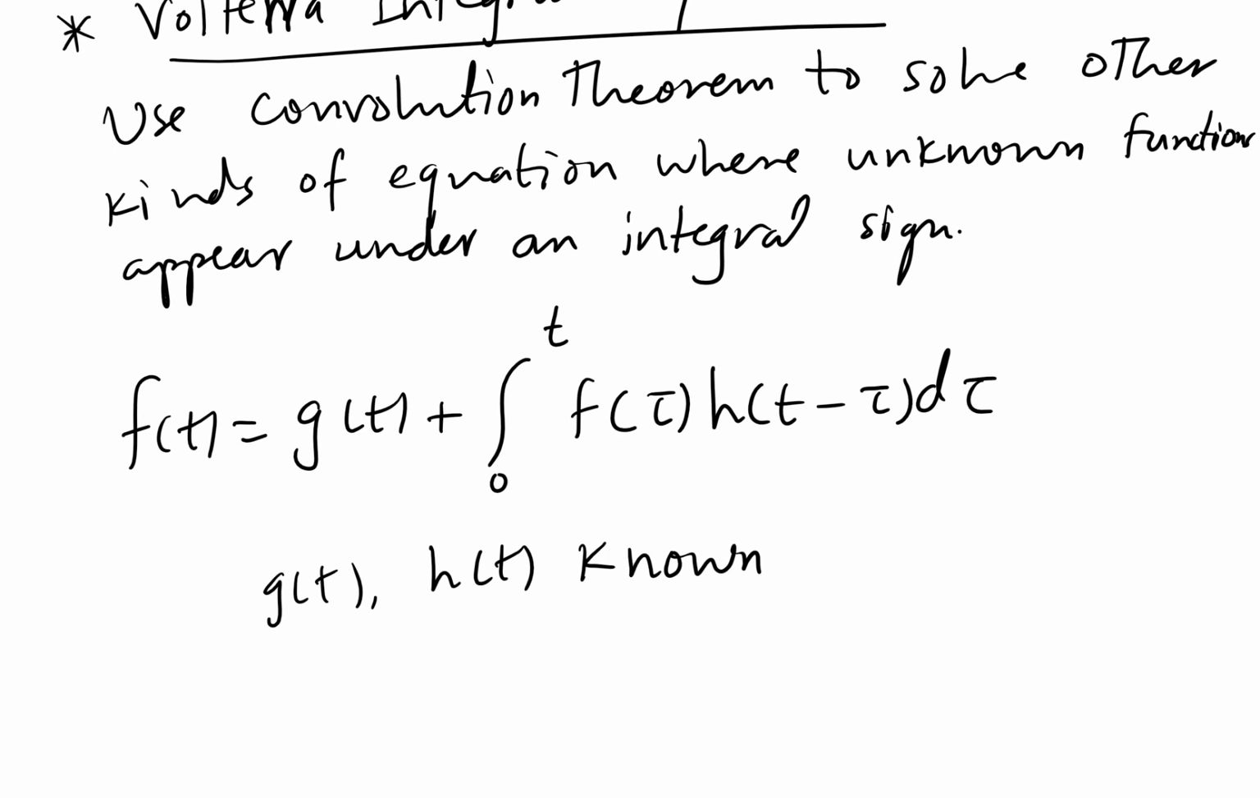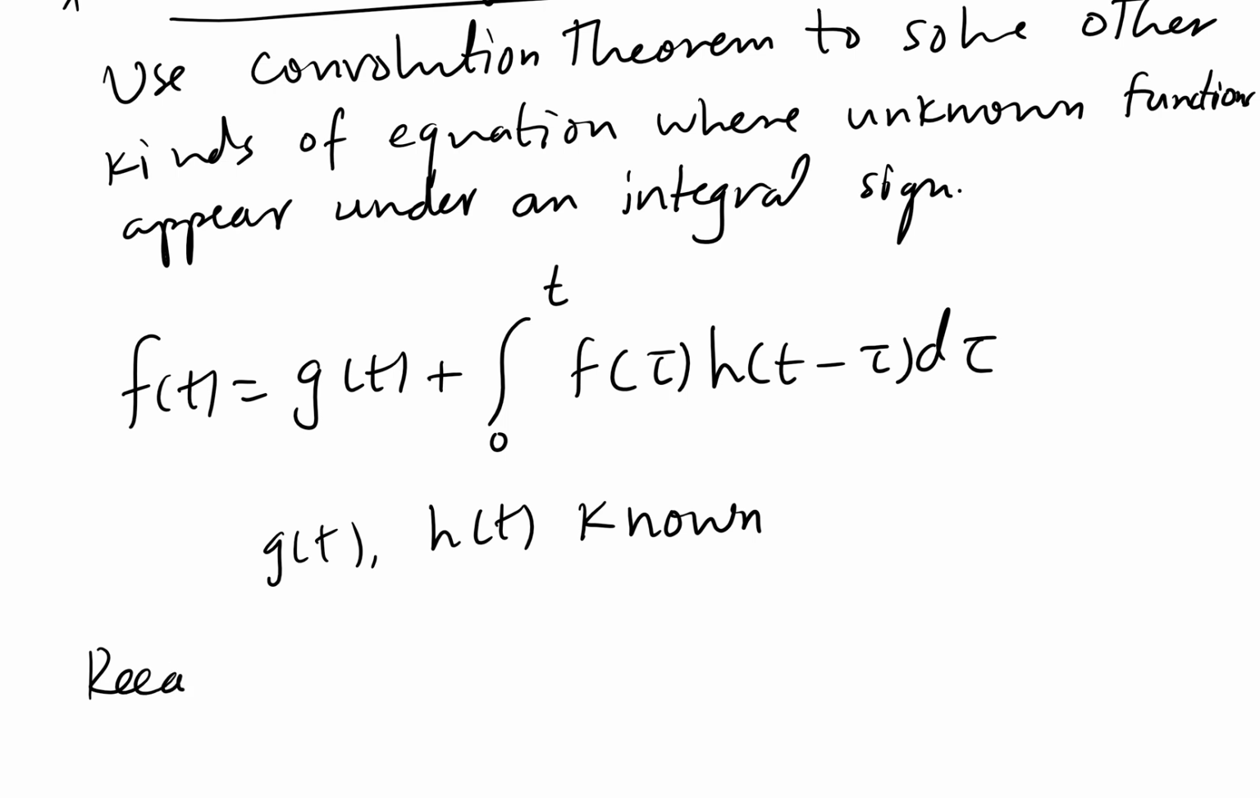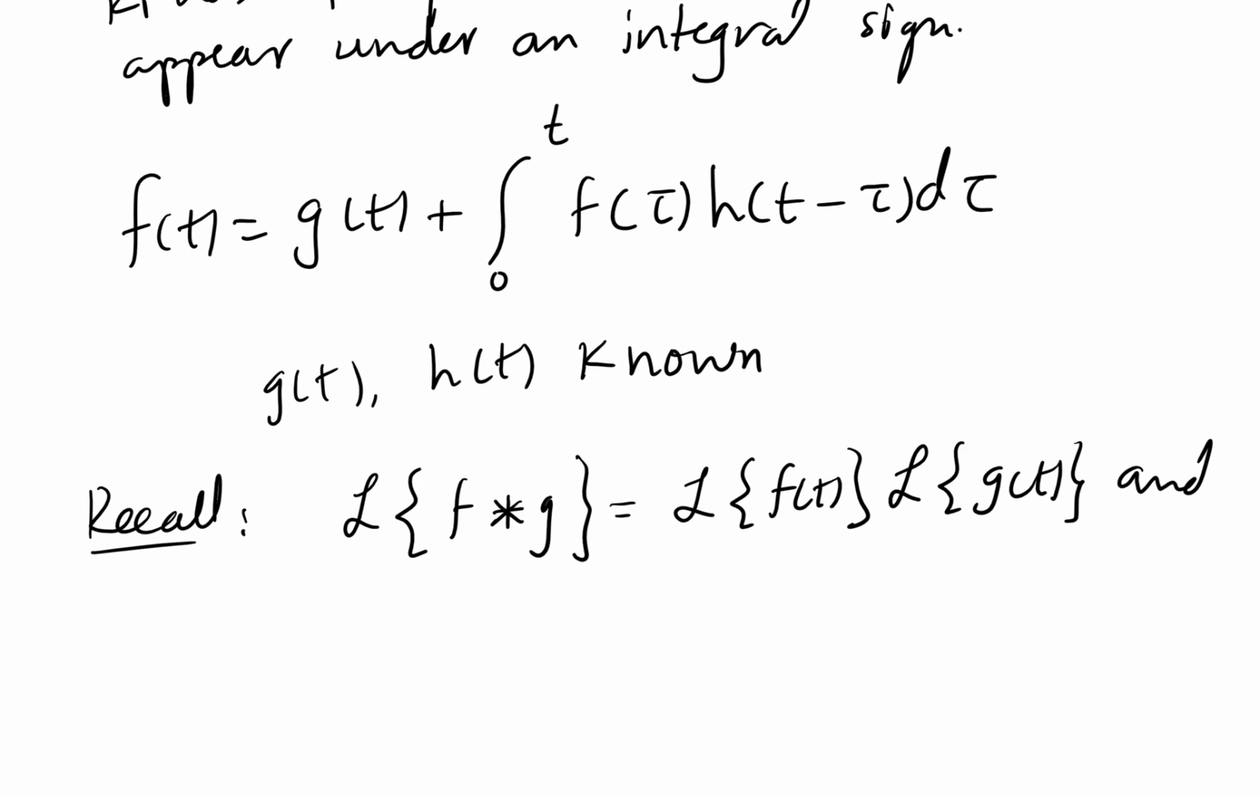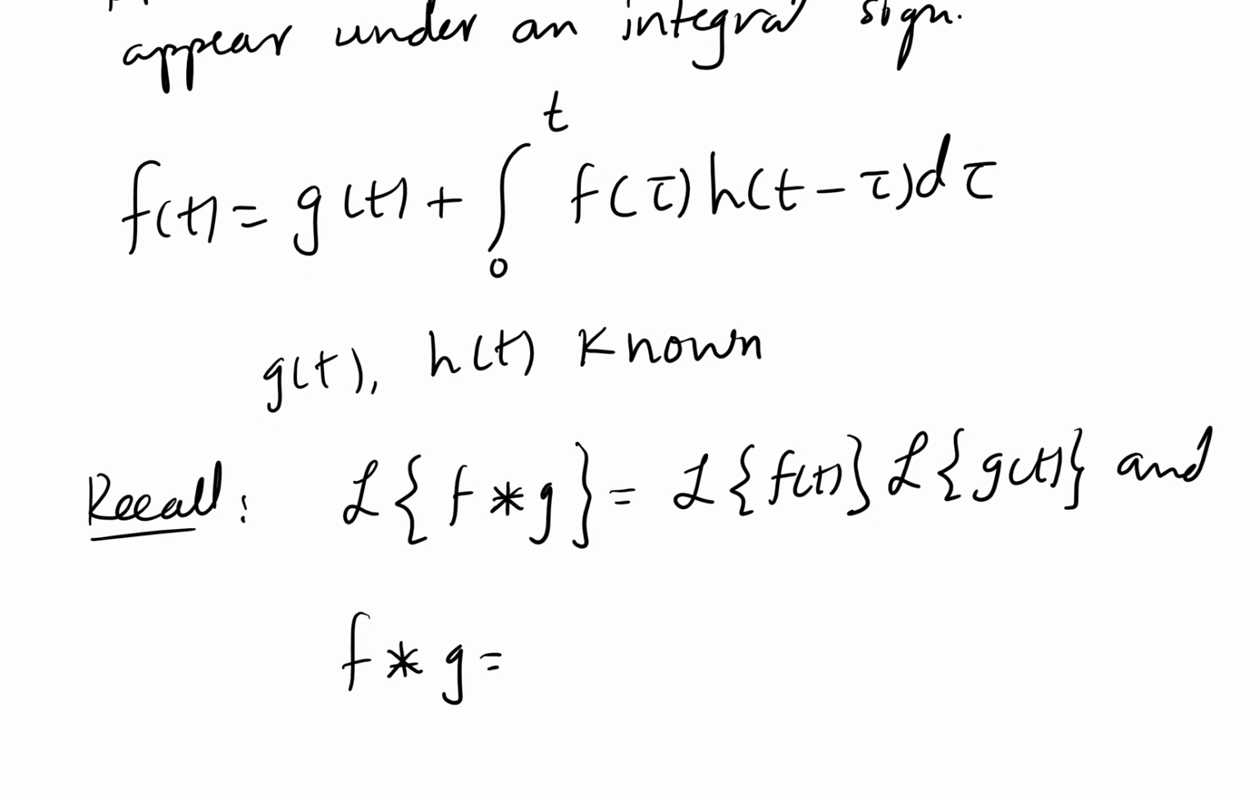Also recall the one we wrote earlier: the Laplace of f convoluted with g is given by the Laplace of f of t times the Laplace of g of t, and make sure that f convoluted with g is given by the integral from 0 to t of f of tau g of t minus tau d tau. We're going to be using that.